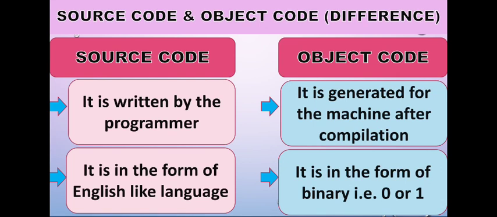Now, the difference between source code and object code. Source code is basically the code written by the programmer using a programming language. Object code is the code which is generated after the compilation of the source code. So source code is in the form of English-like language, whereas object code is in the form of binary, that is 0 or 1. Source code is understood by the programmer, whereas object code is understood by the machine.